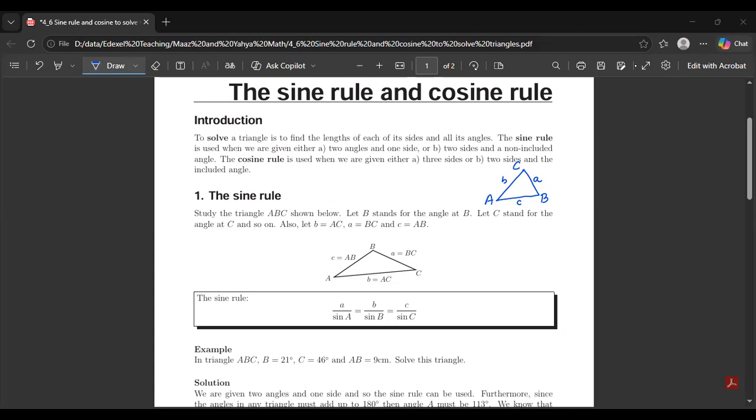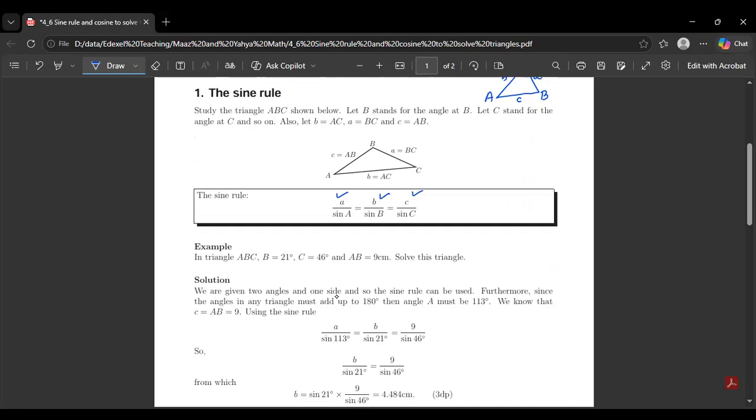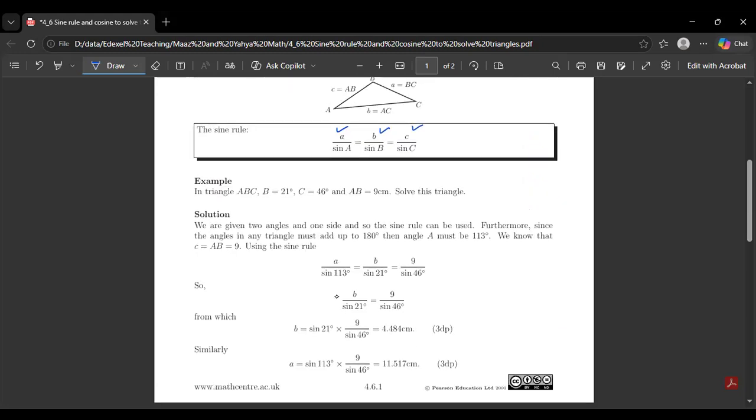So the sine rule is this one here, with the side A divided by the sine of angle A, right? And then we have the side B divided by the sine of angle B, equals the side C divided by the sine of angle C. So we will be using this rule to solve a question like this, or this question is already solved and the example is given here.